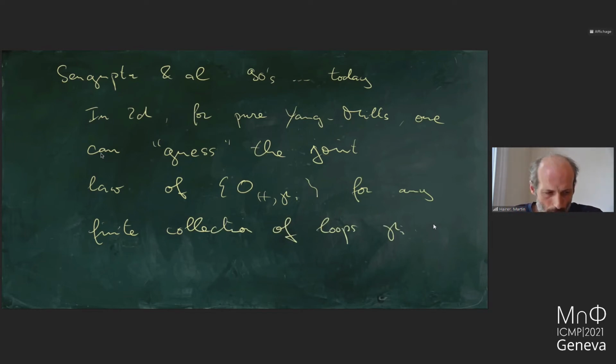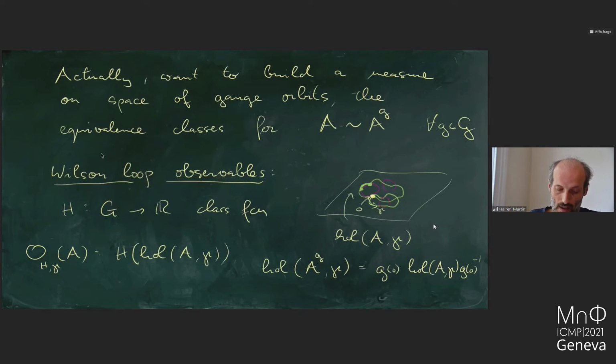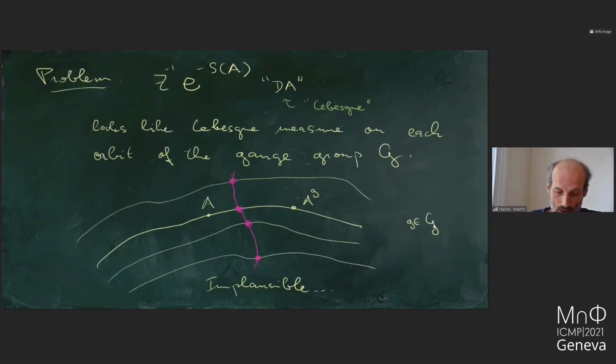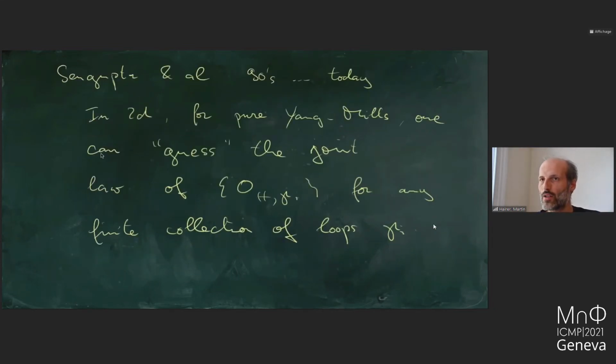Okay. I'm not going to give you, it's not really an explicit formula, but it can be written in terms of the heat kernel on G, so the regular finite dimensional heat flow. Okay, so simply the solution to the heat equation starting with the delta function at the identity on the group G. So in terms of the heat kernel on G, one can give basically an explicit formula of this joint distribution. Okay. But that works only in 2D and only for pure Yang-Mills.